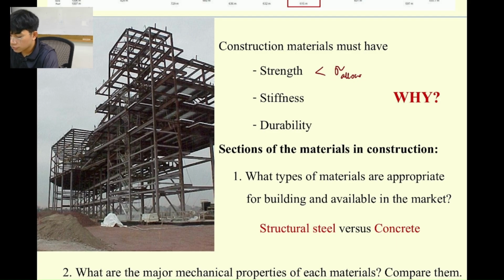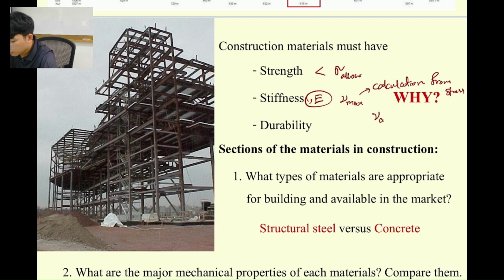For stiffness, it's going to reduce the deflection of your building. For example, for stiffness we're going to talk about E, the modulus of elasticity. If you remember from the previous chapters, we had something called V max, which comes from the calculation, and another one, V allowable.